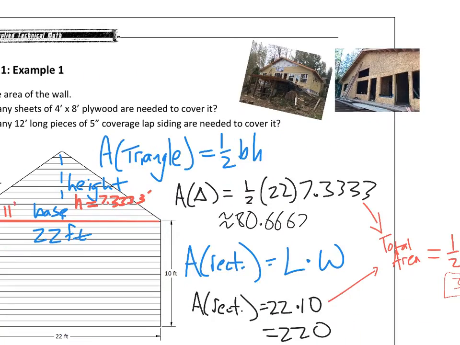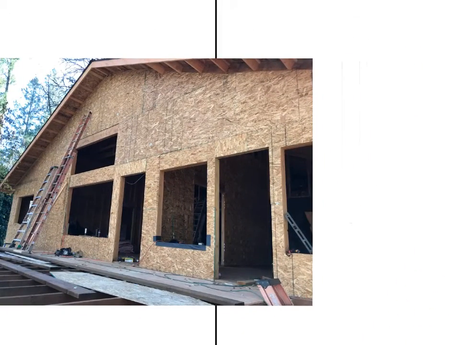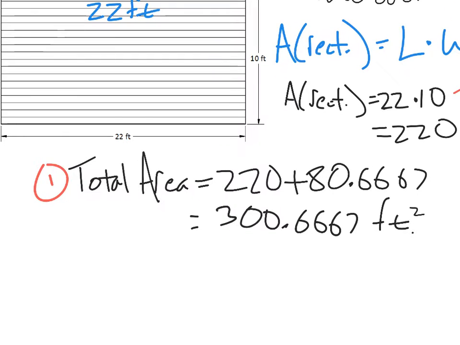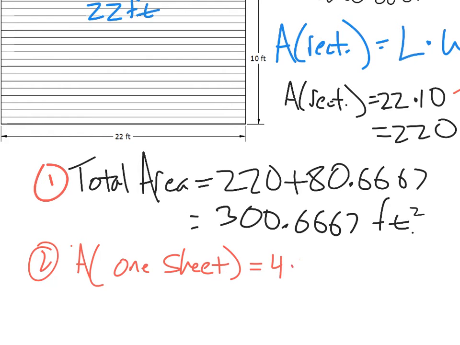So these are 4x8 sheets. Let's go back here. We can see that we've got some sheets of plywood here. See, I think it ends right there. And then there's another one right there. Okay, these are 4x8 sheets of plywood. And so we need to know how many of those sheets we need to cover this simple house here. Well, first thing we got to do is we got to say, well, what's the area of one sheet of plywood? And the sheet of plywood is 4x8, so it's a rectangle. 4 times 8 is 32 square feet.